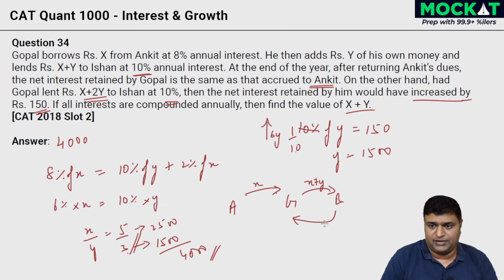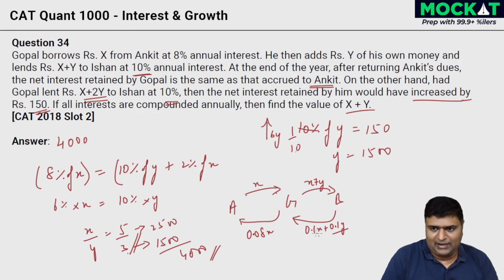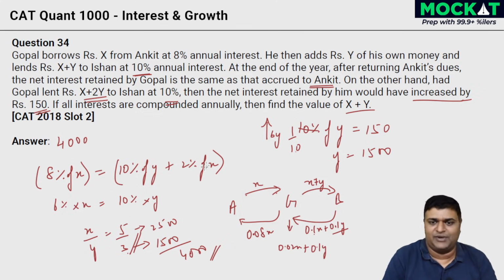Now, the borrower is going to be returning 0.1x plus 0.1y, 10% of x and y. But Gopal over here is only returning 0.08x. So what is the money retained over here? 8% of x or 0.08x has gone back to Ankit. But what remains with Gopal is the full 10% of y and 2% of x. Why is it 2% of x? The money remaining with Gopal over here, after giving out 0.08x, comes to 0.02x plus 0.1y, which is what I've written as 10% of y and 2% of x.